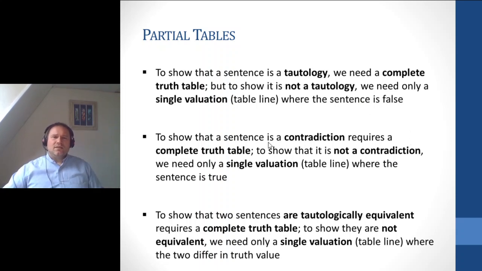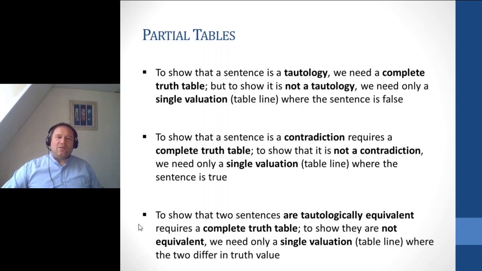Same reasoning: to show that a sentence is a contradiction, we need a complete truth table, because we need to show that in every valuation, the sentence comes out false. But to show a sentence isn't a contradiction, we only need a single line on the table, namely just one line where it's true. This means that if, for example, a question on the midterm says, show whether a sentence is a tautology or not, if you want to show it's not, you can give me a truth table with just one row.